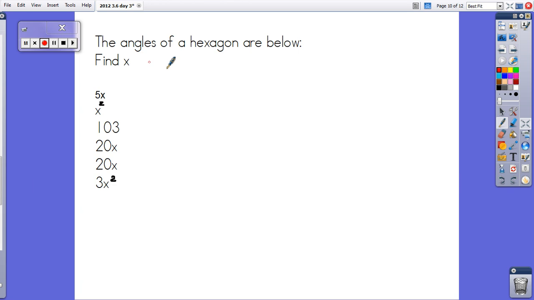All right, last one, actually two more. Go ahead and pause it. Angles of a hexagon below, find x.